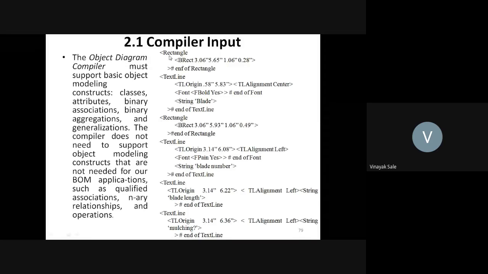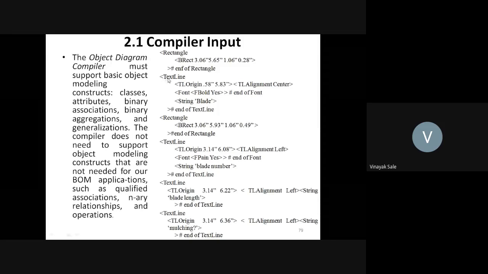Suppose I want to draw a rectangle. Start class rectangle. The rectangle has width, length, and height. These are the properties of the rectangle. This is the start of the rectangle class, and this is the end of the rectangle. Next is the text line class.